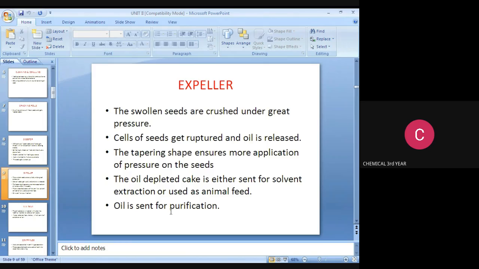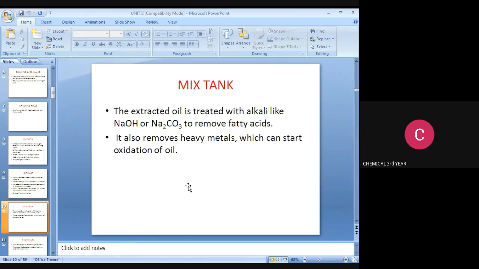Students, listen. Sometimes the question is asked: what is the expeller role in the oil industry? It is asked in GATE. Next, mixing tank. In the mixing tank, the extracted oil is treated with alkali. What alkalis are used in the oil industries? NaOH or Na2CO3. What is the use of this alkaline oil treatment? It is to remove the fatty acids. Students, note it down. This type of question may be asked in GATE exams.